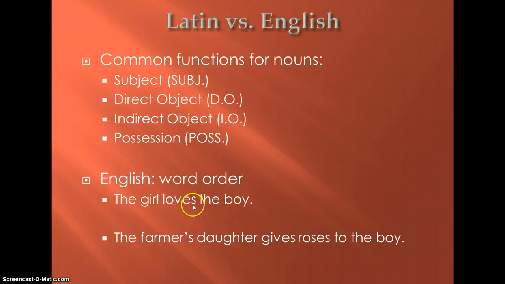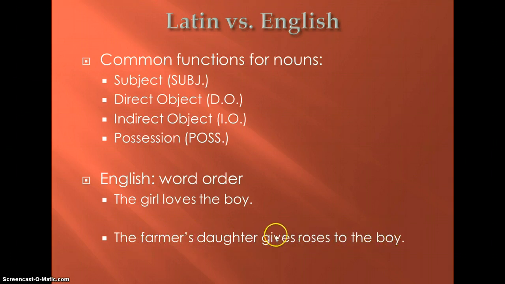Now, a lot of this hinges on the action of the verb, loves. Who loves? The answer to that question will be your subject. The subject loves what or who? The answer to that question will be your direct object. A more complicated sentence requires us to pay a little bit closer attention to the functions, but again, the basic rules apply. In our sentence, the farmer's daughter gives roses to the boy.